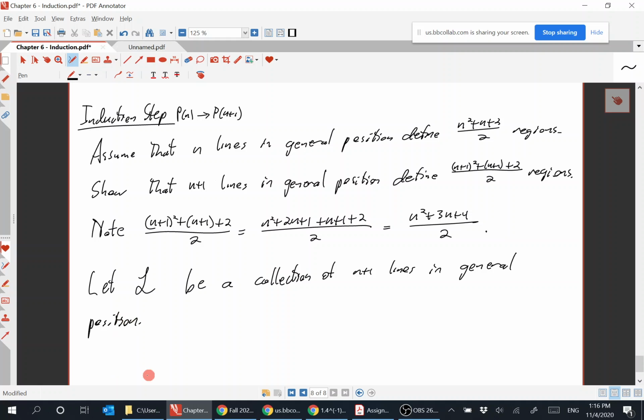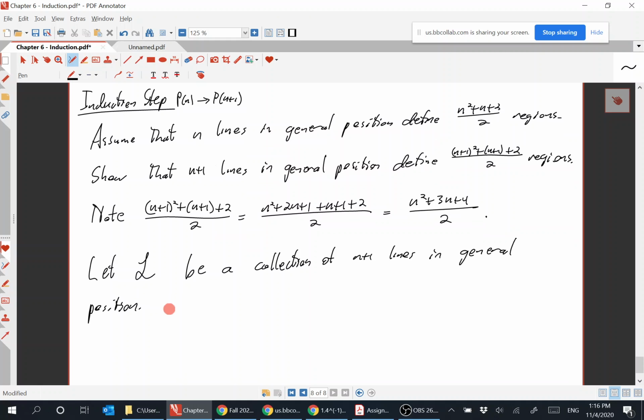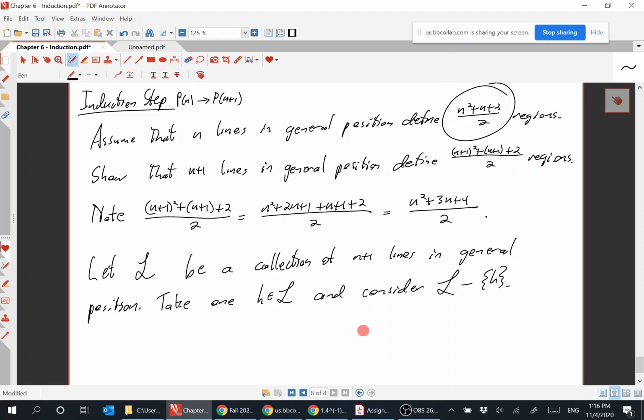We're going to have to finish this next time. But take H in L, and consider L minus H. When I take away H, how many lines do I have left? I've got n lines. N lines give you that many regions. Now I'm going to put line H back in and see how many more regions we get. And it should be that.